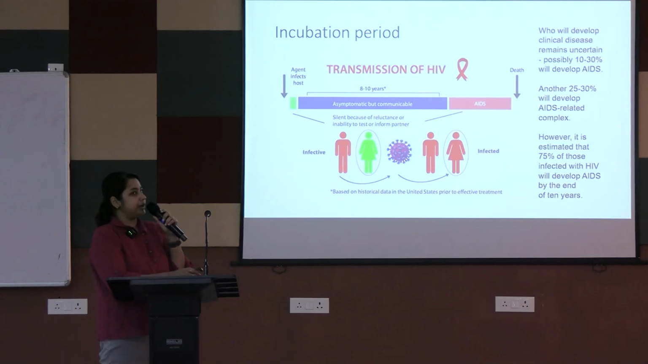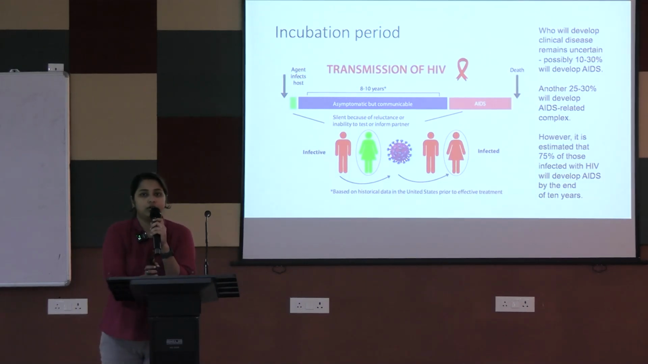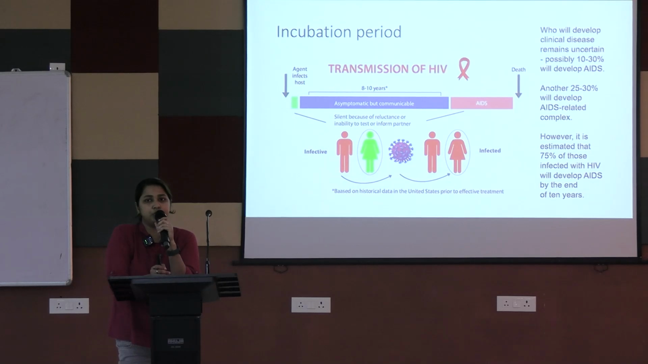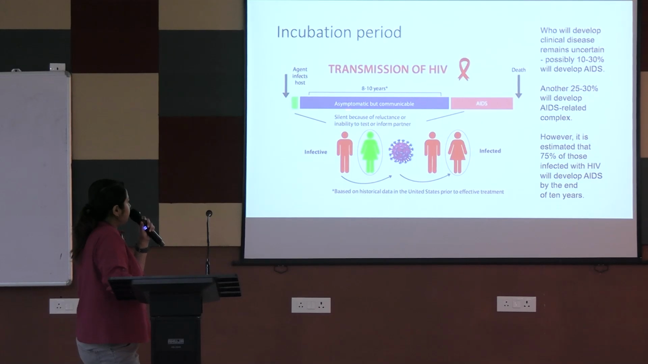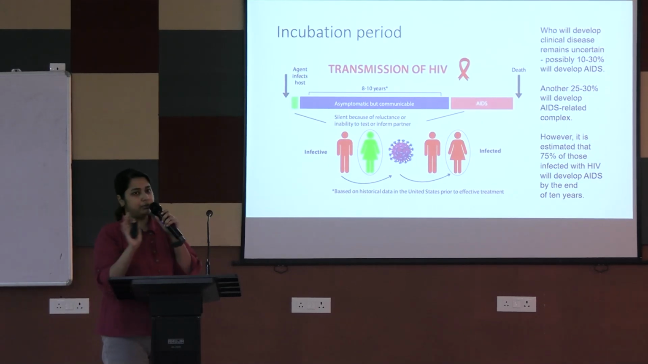So, incubation period. If a person gets the infection, when will it produce symptoms? As you can see, it can take up to 10 years for the infection to develop. So the agent infects the host. Now in the middle there is an asymptomatic period. At this time there is no symptom in the patient.